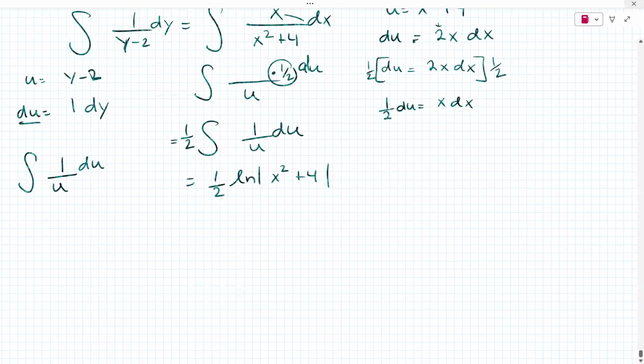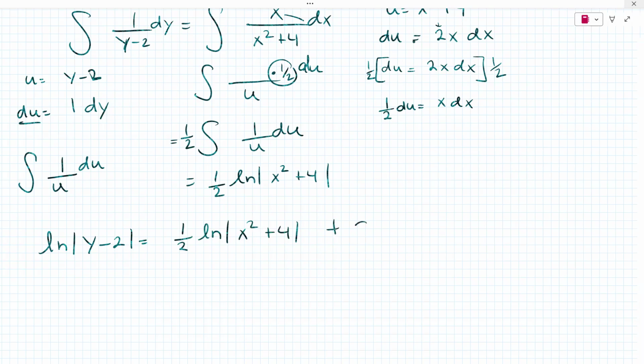And we know the integration of 1 over u is the ln of u, and our u was y minus 2. Okay, so on the left, you have ln of y minus 2 equals 1/2 ln of absolute value of x squared plus 4. And then don't forget you have a plus c. So our initial condition is 1, 5, right? So go ahead and solve for your c by plugging in your x and y.